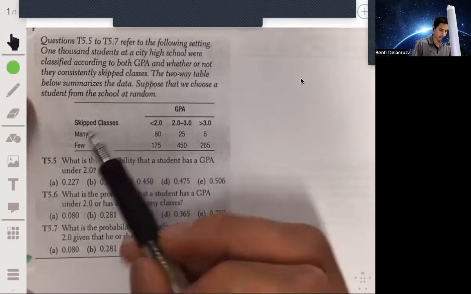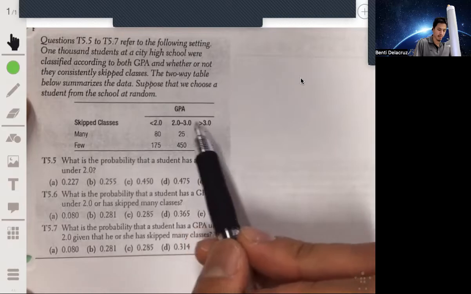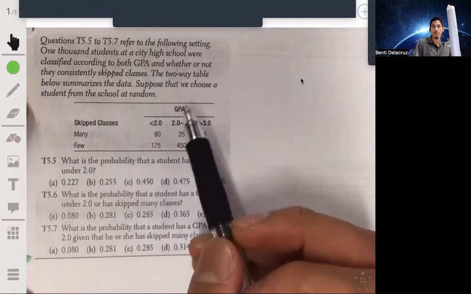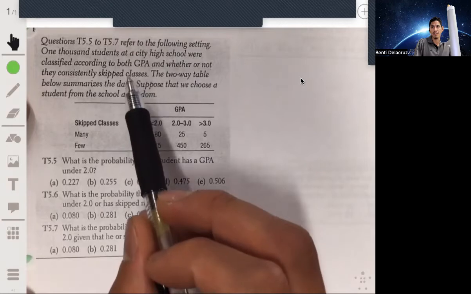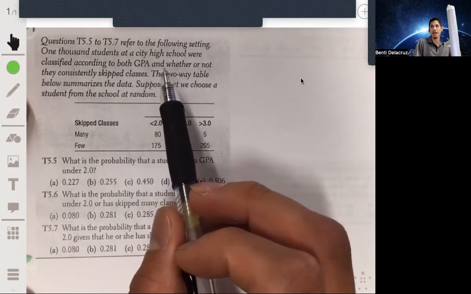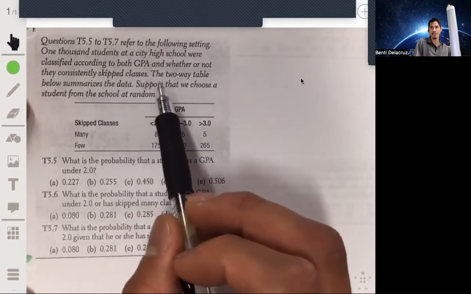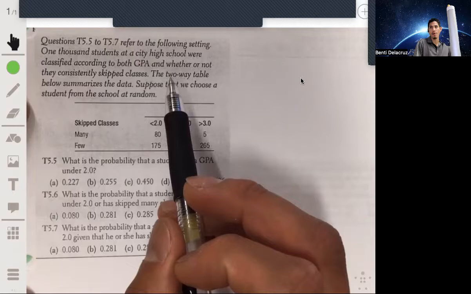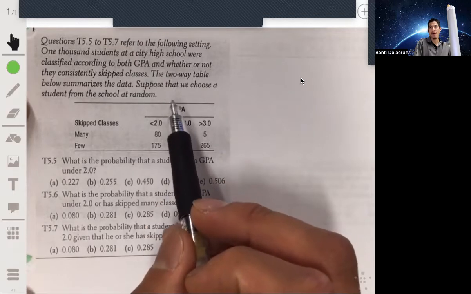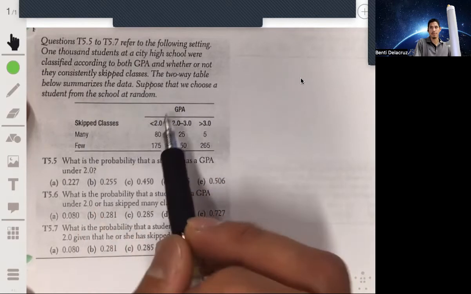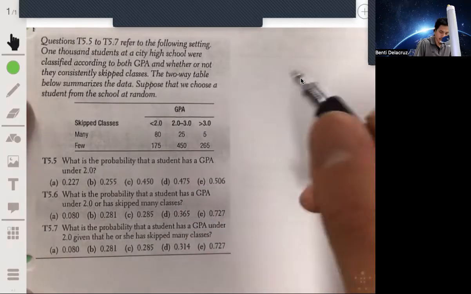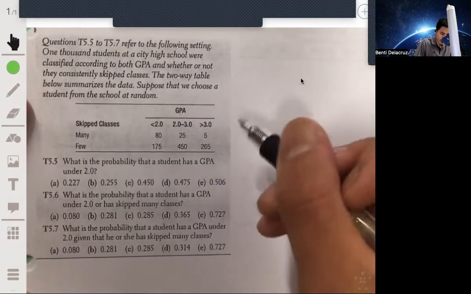All right, so for these three problems, we're going to refer to this data here, where we have 1,000 students at a city high school, classified according to both their GPA and whether or not they consistently skip classes. So we have this two-way table that summarizes the data, and let's suppose that we choose a student from the school at random.